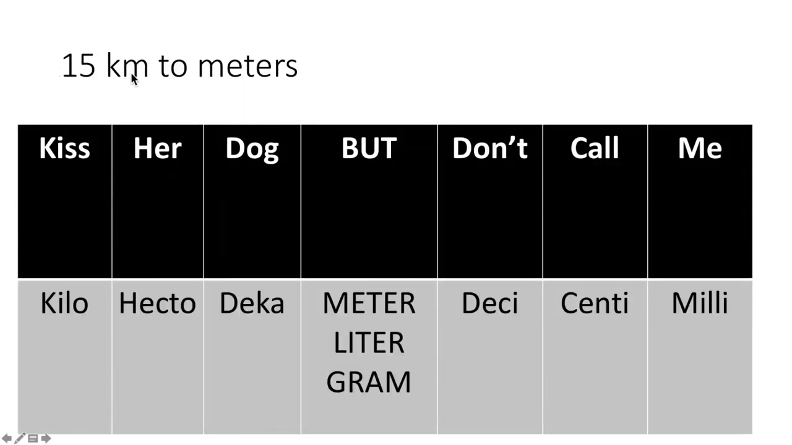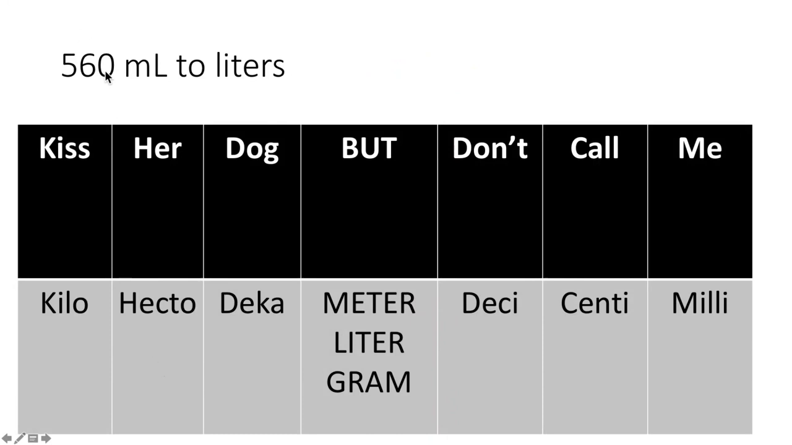So we're going here from 15 kilometers, which is kiss, to meters, which is in this butt. And kiss to butt, it's moving 3 boxes or 3 places to the right. So you have to then move the decimal point from right here behind the 15, and it's going to be moved 3 places to the right to now become 15,000 meters. The same thing happens in reverse.